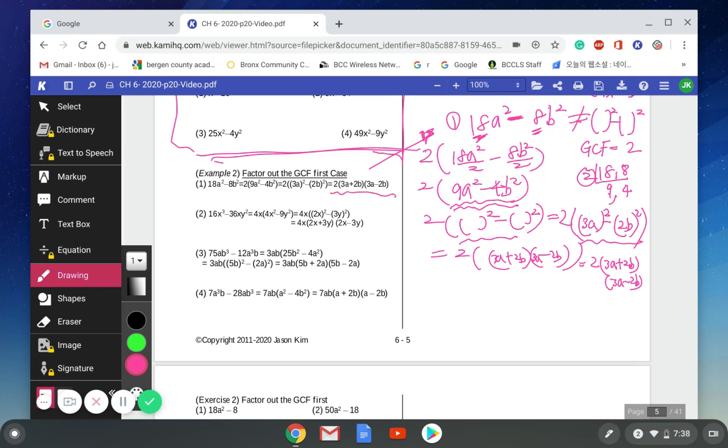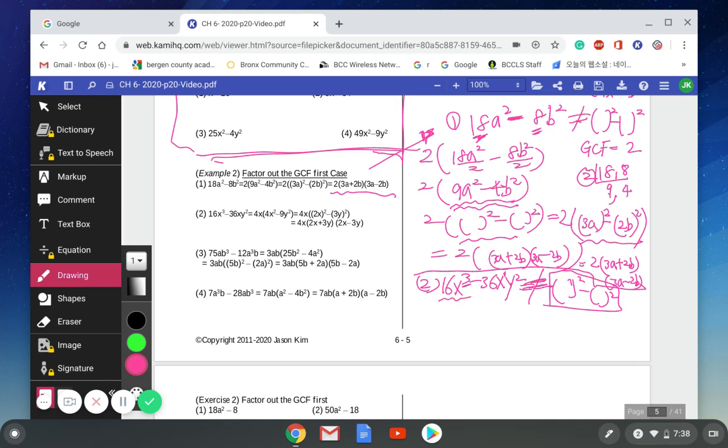So that's the step-by-step format. Now, if you look at the second one, 16x³ minus 36xy². So as of now, this one is not a format of something squared minus something squared as it is. It's not, because you have a third power and you have one power here.